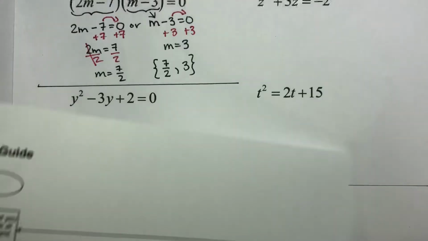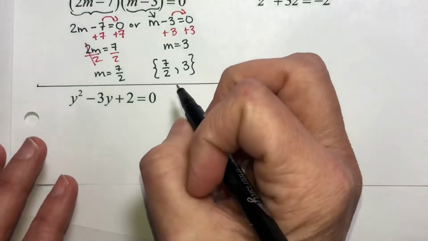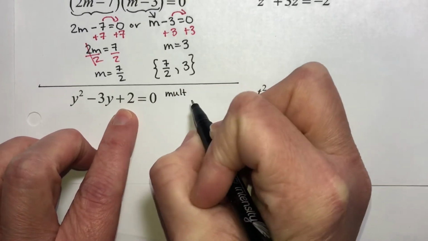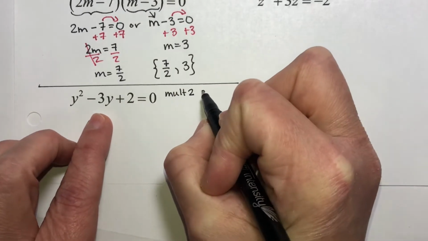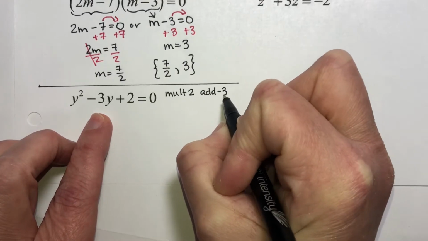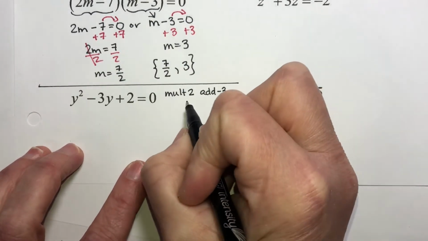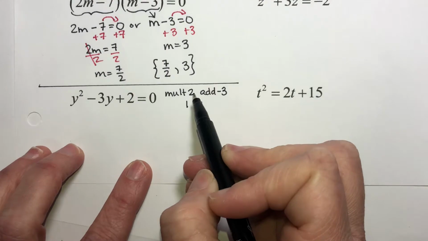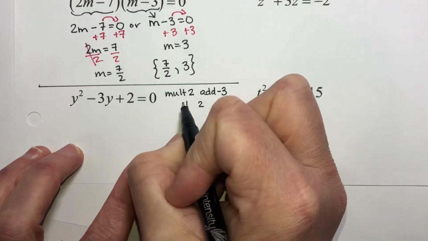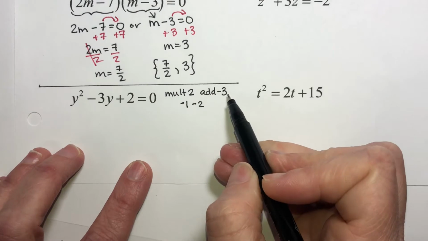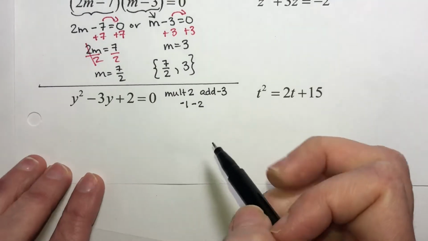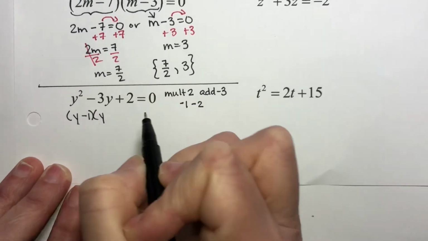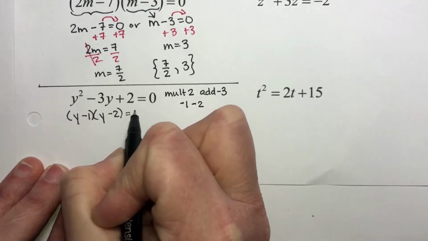Okay, that's the method where you look for 2 numbers that multiply to a 2 and add to a negative 3. List the things that multiply to 2, 1 and 2, and that's it. All right, that multiplies to a positive 2, they add to a positive 3. I want to make them both negative, and then that will add to a negative 3 and multiply to a positive 2. So this factors as y minus 1 times y minus 2 equal to 0.